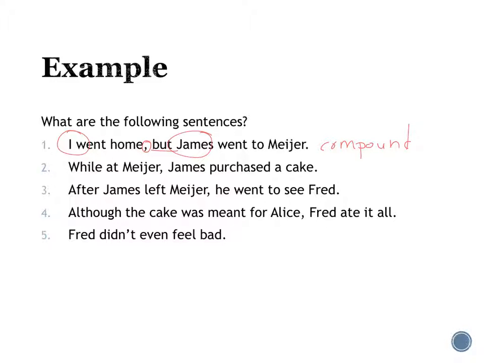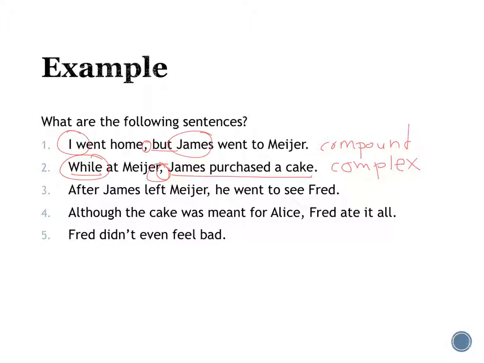Our second sentence, while at Meyer, comma, James purchased a cake. So I've got my comma I want to pay close attention to. There's no fanboy, so that immediately tells me I'm probably not dealing with a compound sentence here. While is one of those conditional prepositions. So it's actually giving me a time frame. When did James purchase the cake? While he was at Meyer. And that tells me that this is a complex. I've got my prepositional phrase, starting with while, glued on with my comma. The main part of the sentence is James purchased a cake. We have a complex sentence.